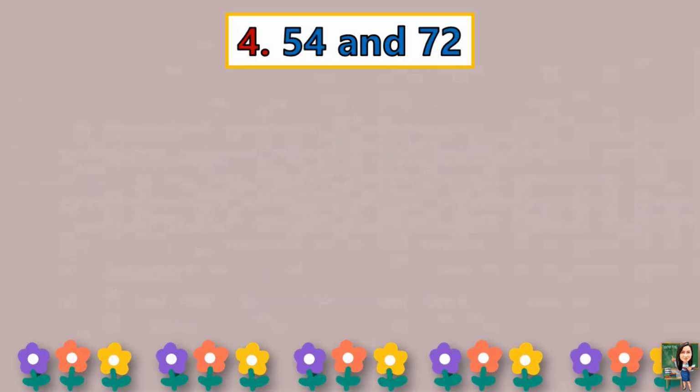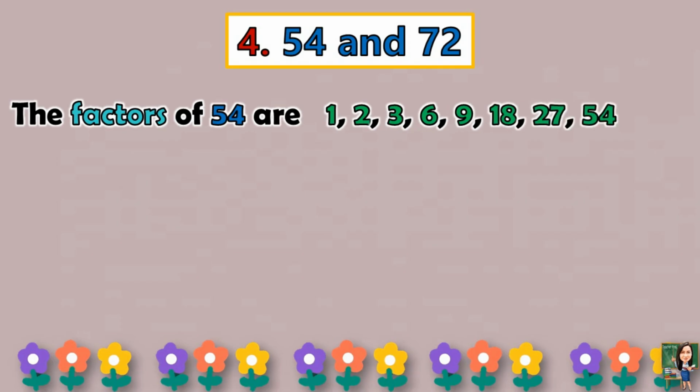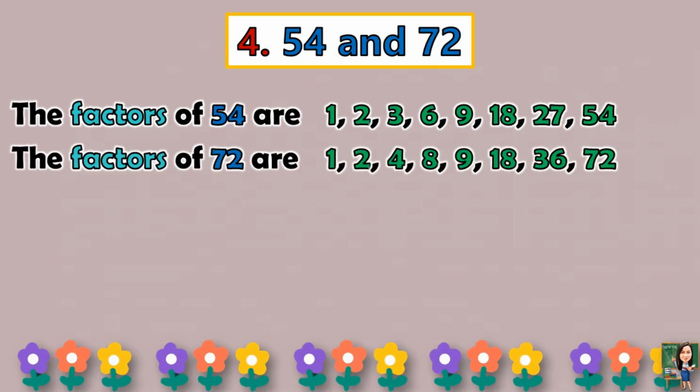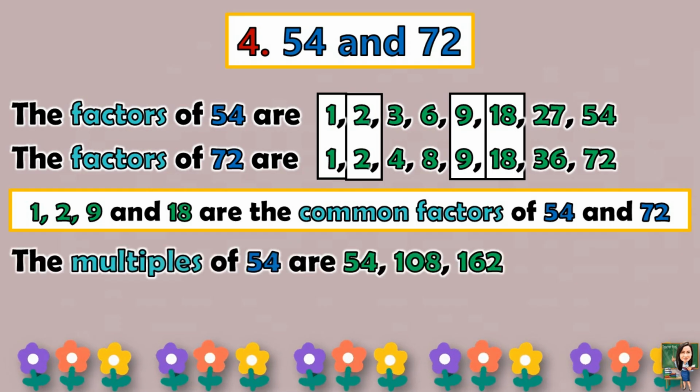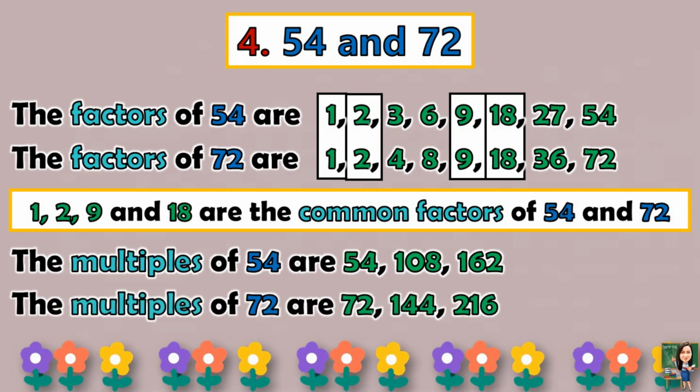Number 4, 54 and 72. The factors of 54 are 1, 2, 3, 6, 9, 18, 27, 54. The factors of 72 are 1, 2, 4, 8, 9, 18, 36, 72. 1, 2, 9, and 18 are the common factors of 54 and 72. The multiples of 54 are 54, 108, 162. And the multiples of 72 are 72, 144, 216.